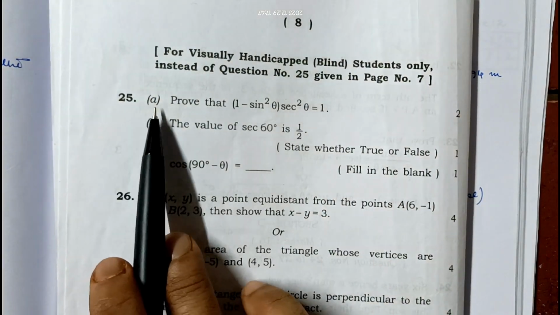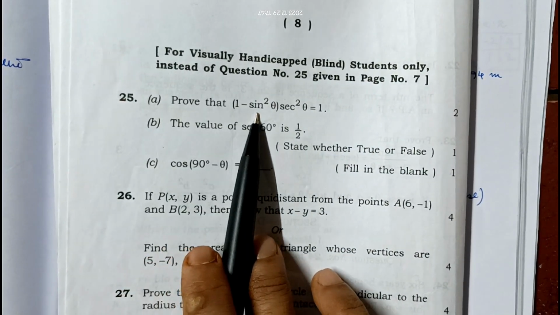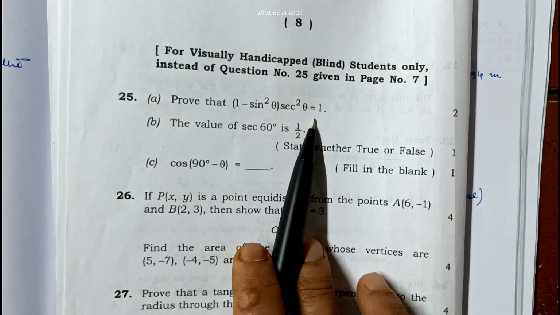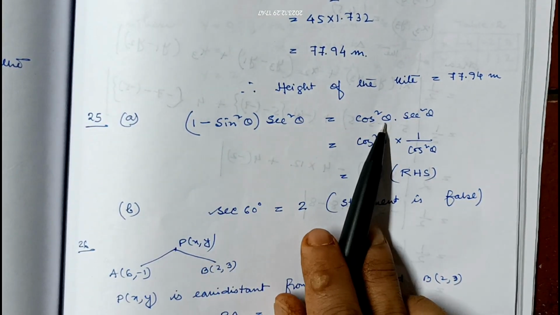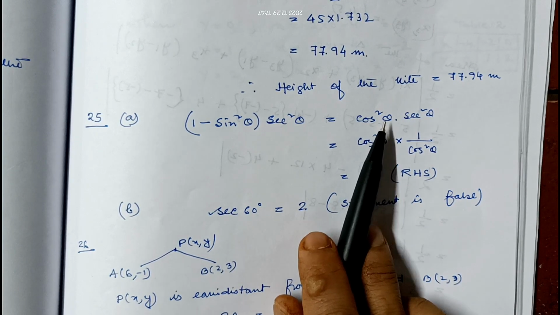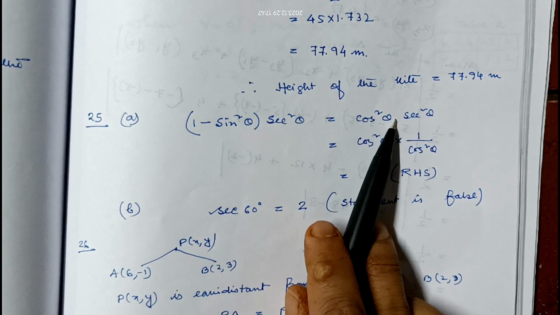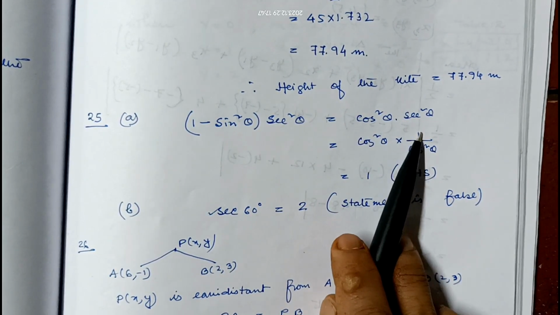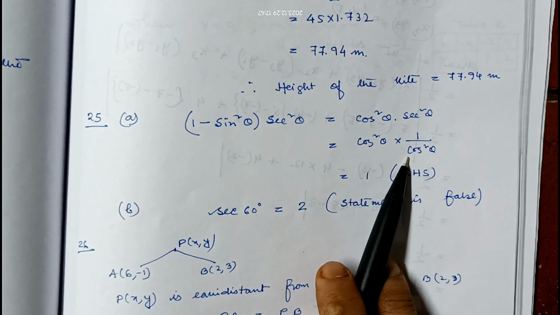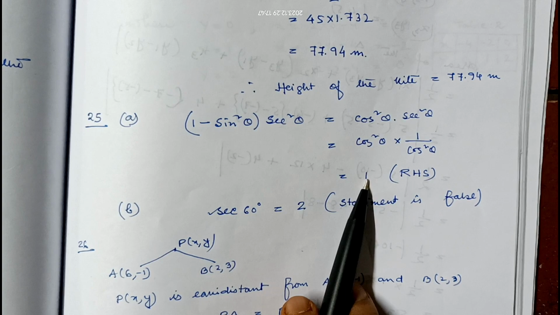In 25, which is for the blind students, question number A is prove that 1 minus sin square theta into sec square theta is 1. We can write here 1 minus sin square theta as cos square theta because we know sin square theta plus cos square theta is 1. So 1 minus sin square is cos square theta into sec square theta. Now cos square theta into sec square is cos square theta into 1 by cos square theta. This cos square theta and cos square theta can be cancelled. So it is 1, which is the right hand side.